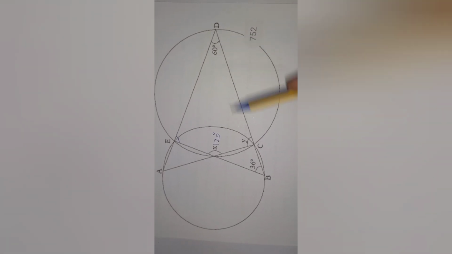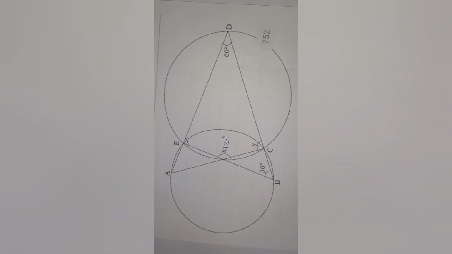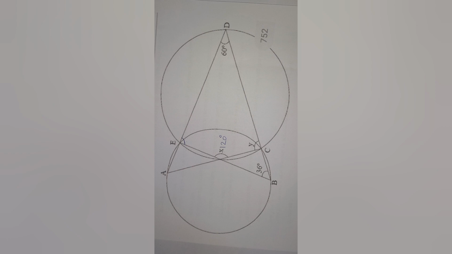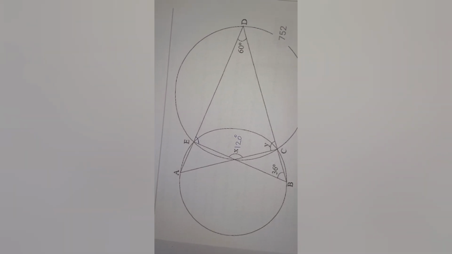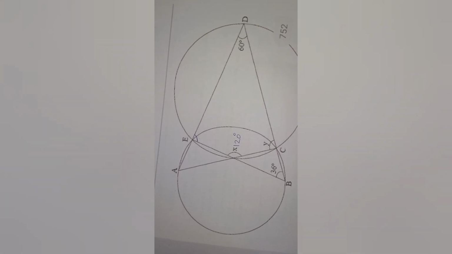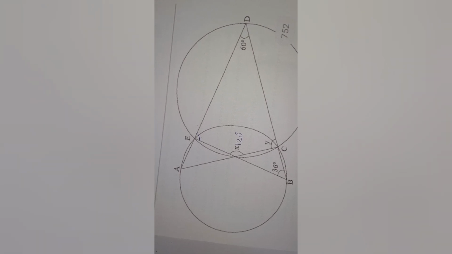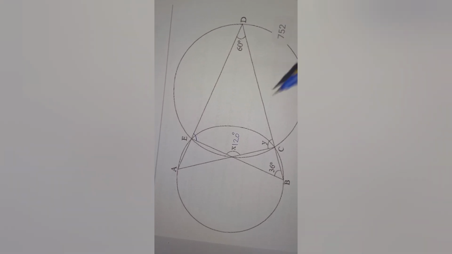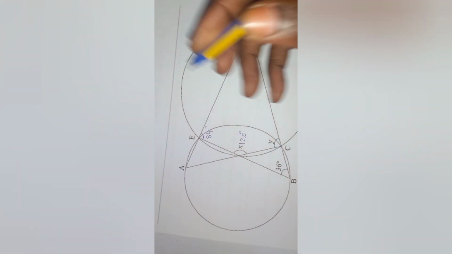Here you have 60, here you have 36, here you have 80. So let's say 60 plus 36 equal to, that is 96. So take 180 minus 96. You get 84. Angle here will be 84 degrees.